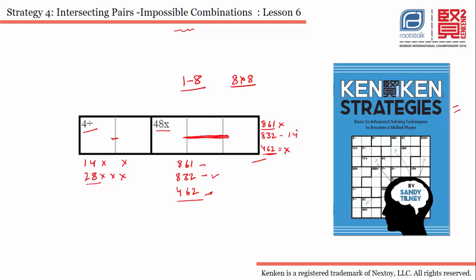Now the only possible combination out of these 3 is 8 3 2 in any order. I don't know about the order at this point of time, so I am putting it in small font. 8 3 2 will be used in this particular cage. 1 and 4, again in any order, will be used in this particular cage. At this point I'm not sure about the position, and that's the reason I'm writing 1 and 4 in small fonts. Same way I'm writing 8 3 2 in this cage as well because I'm not sure about the position of each number.